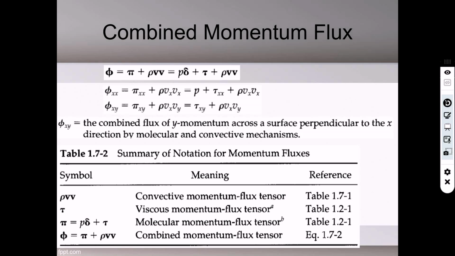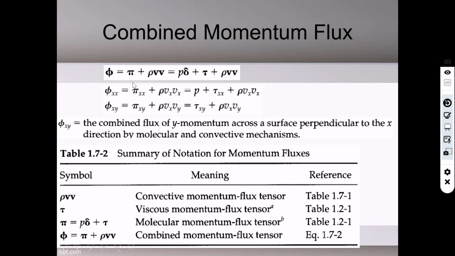Then we combine all of them. So we have our molecular stress and our ρvv here. Molecular stress can be separated into the pressure and shear stress, and ρvv is from the convection. Sorry, shear stress and pressure. So we have these three terms. And of course, this phi is a tensor, since shear stress is already a tensor.